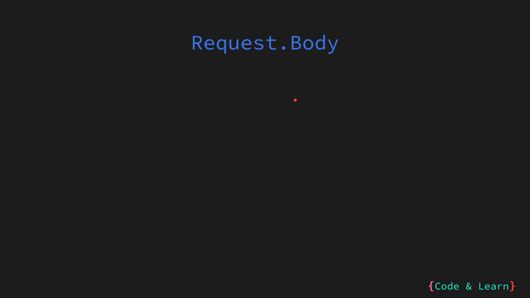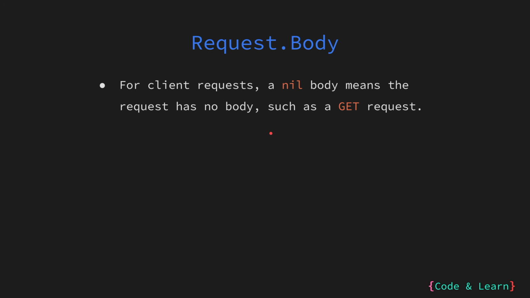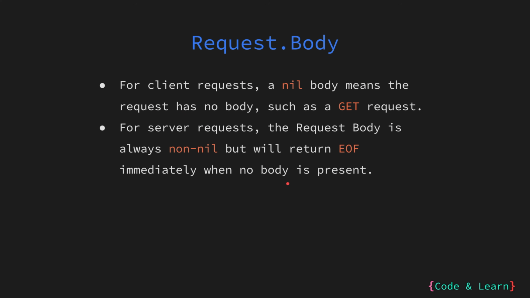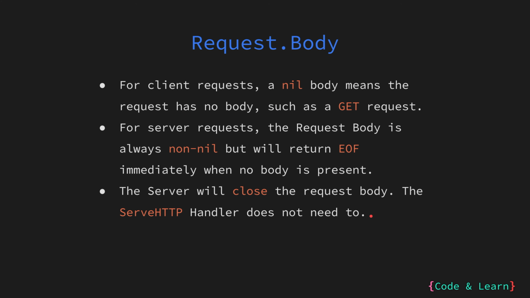Request also has a field called Body, which is of type io.ReadCloser. For a client request, a nil body means that a request has no body, such as for a GET request, as we saw in the last lesson. For a server request, the request body is always non-nil but will return end of file immediately when no body is present, for a GET request as an example. The server will close the body of the request.